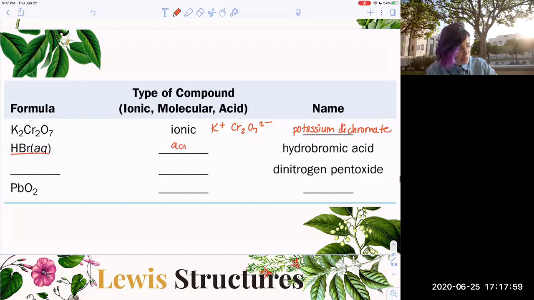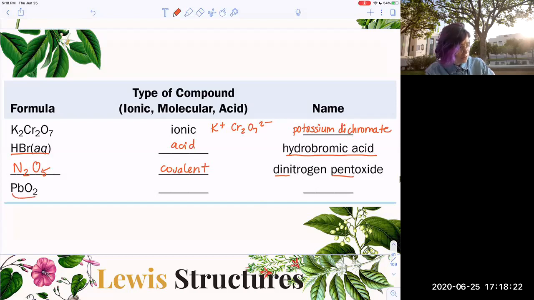I got HBr AQ. Ooh, that's an acid. Is this name right? Hydrobromic acid? Sure is. No O, hydro. Hydro goes with ick. Dinitrogen pentoxide. If you ever see those prefixes, you're only dealing with covalent stuff. So I have 2 nitrogens and 5 oxygens. Don't make it harder than it has to be. It's exactly what you see.